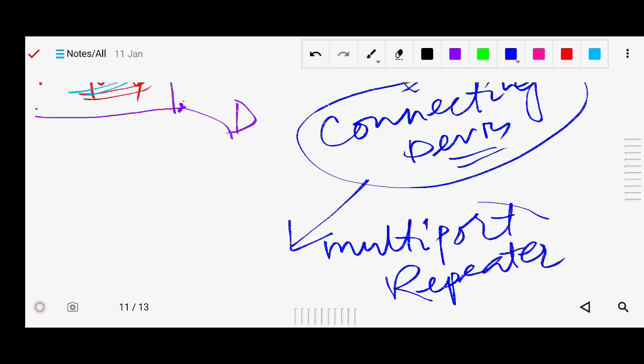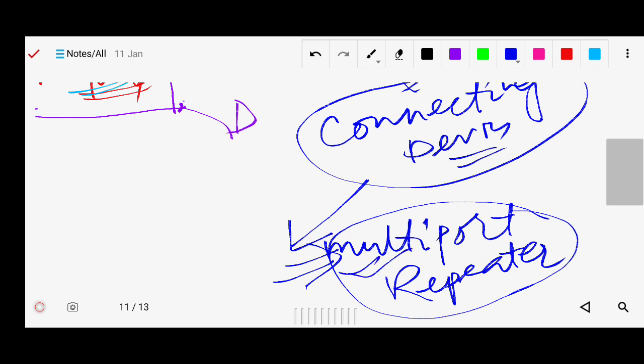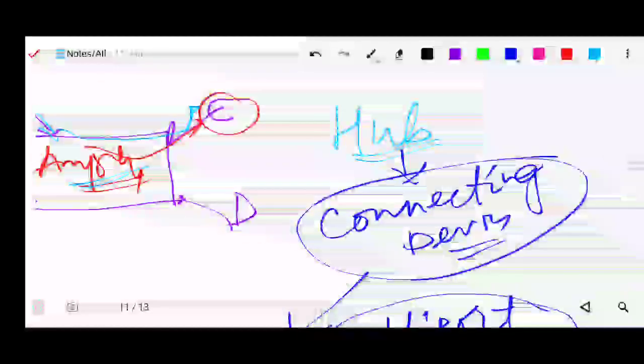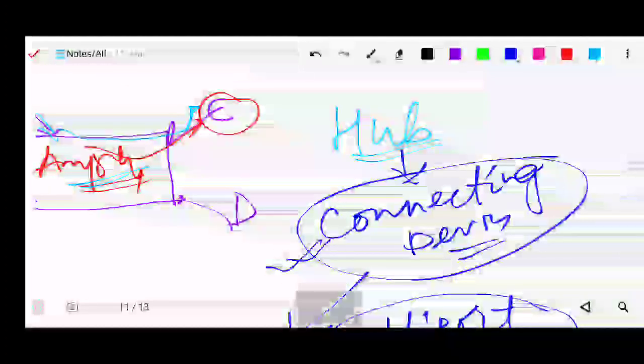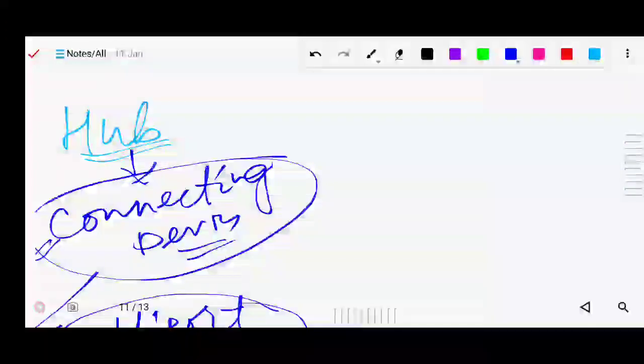Okay, multi-port repeaters. In technical terms you can say multi-port repeaters, but in general terms, it is a connecting device. Now, this is some more information that will be useful for you in your higher classes. These hubs are again divided into three parts. There are three types of hub.